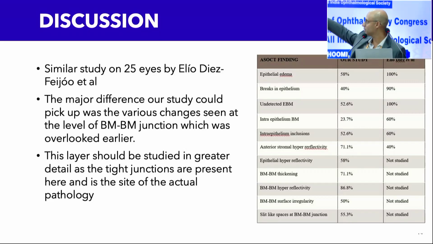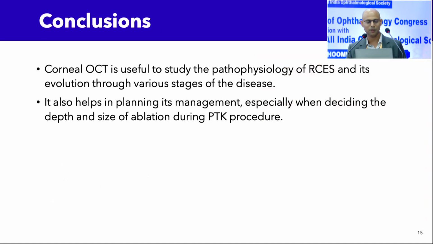So you can see the percentages in comparison to their study and ours, and these were the parameters which additionally we found in our study. So to conclude, corneal OCT is a useful tool to study the pathophysiology of recurrent corneal erosion syndrome and its evolution through various stages of the disease.